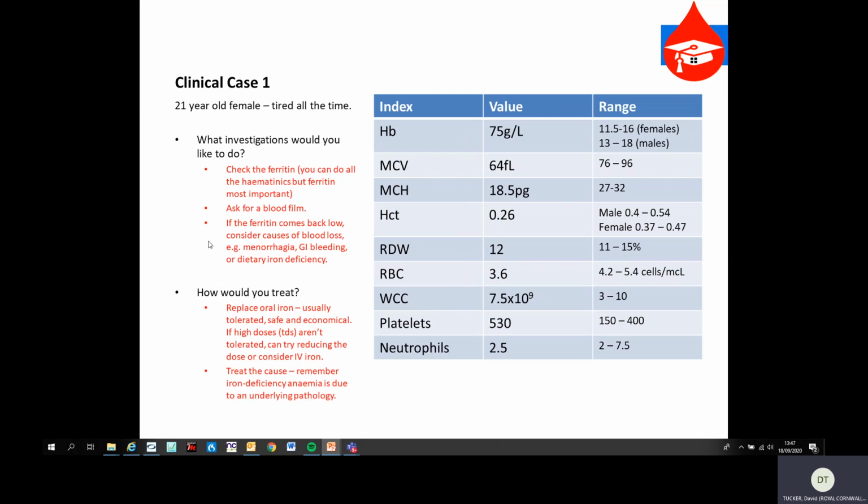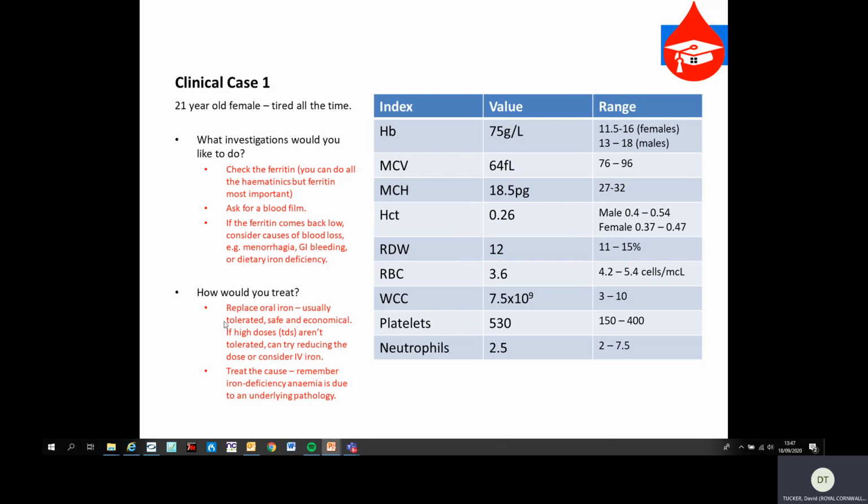And then we need to think about the cause, because iron deficiency anemia is not the diagnosis. It is a reflection of another disorder. In a young female of menstrual age, then heavy periods, menorrhagia might be the cause, GI bleeding, some sort of blood loss, rarely dietary deficiency causes iron deficiency.